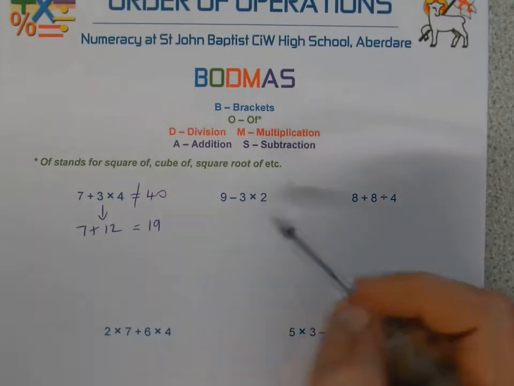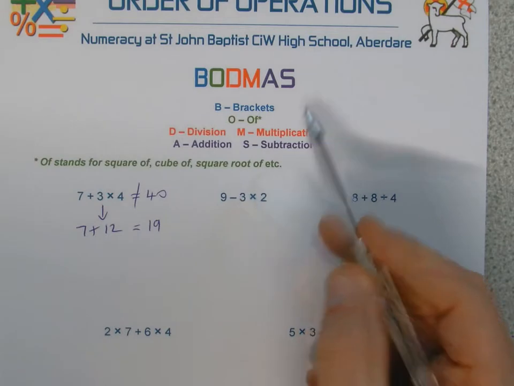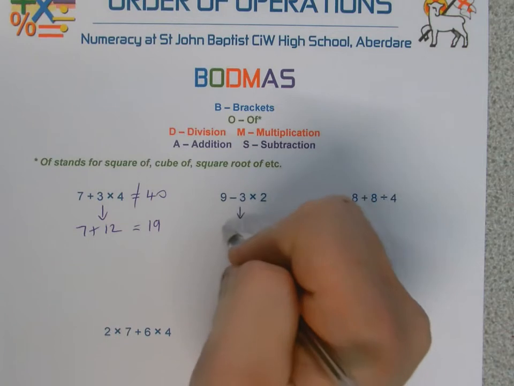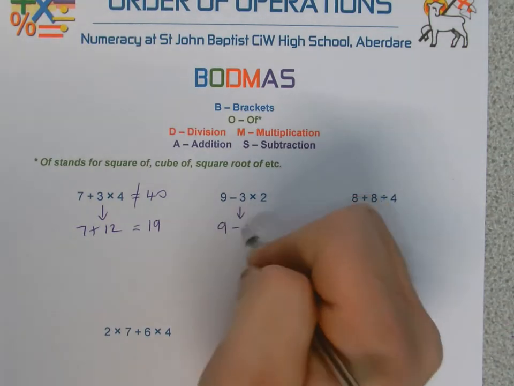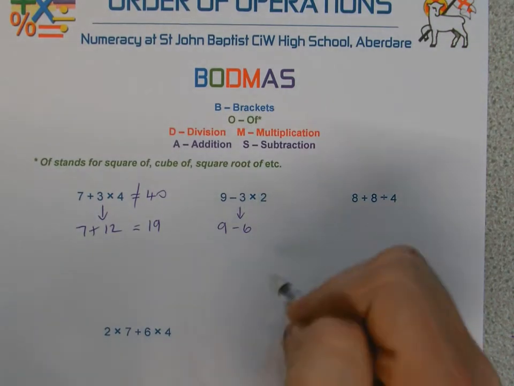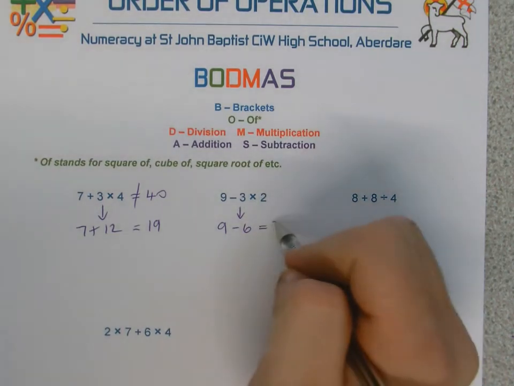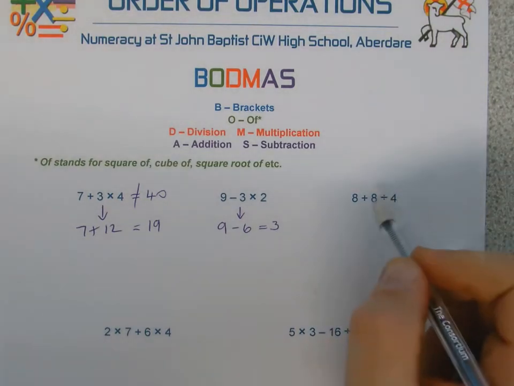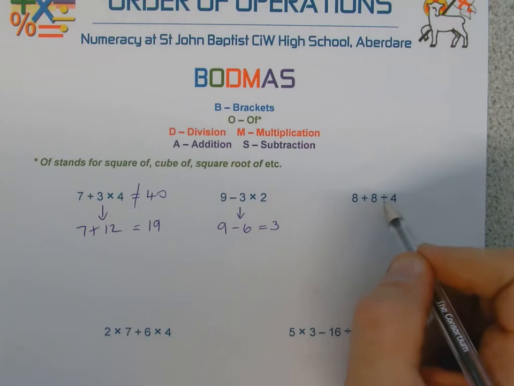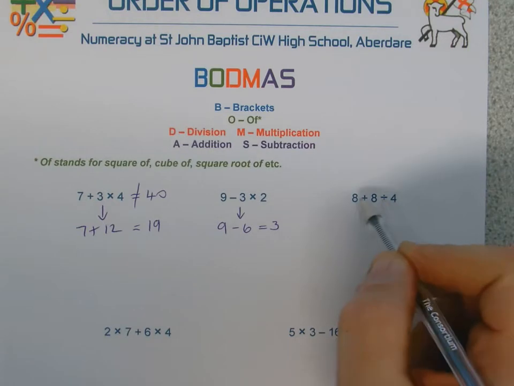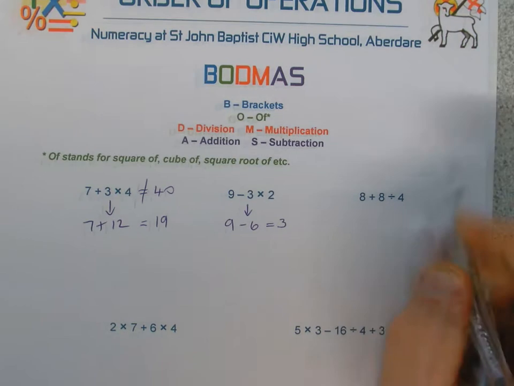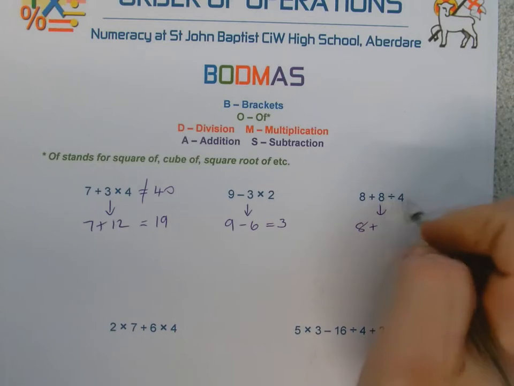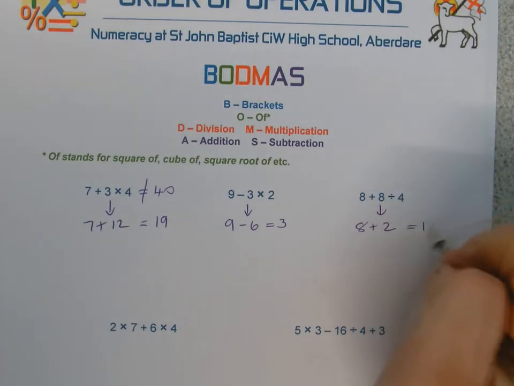Next one, you've got a multiplying and also a subtract. We know multiplying comes before subtract, so you multiply first. 3 times 2 is 6. Then you can do the subtract, and you get the correct answer, which is 3. Same situation here: we've got an addition and a divide. Divide comes before add, so you do the division first. 8 divided by 4 is 2, so you work that out and you get 10.